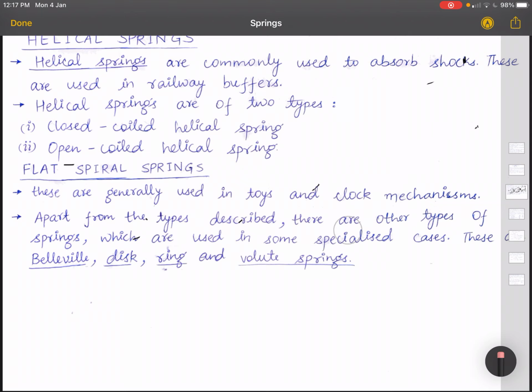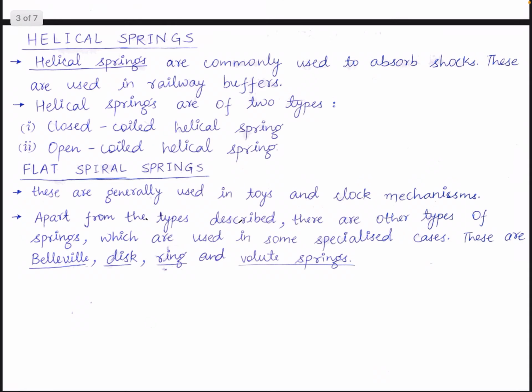Helical springs are of two types, closed and open. We will see them in detail. The next type of spring is the flat spiral spring. These are generally used in toys and clock mechanisms. In toys sometimes you have seen, and if you open your clock, wristwatch or wall clock, you will see a spring. This type of spring is there.